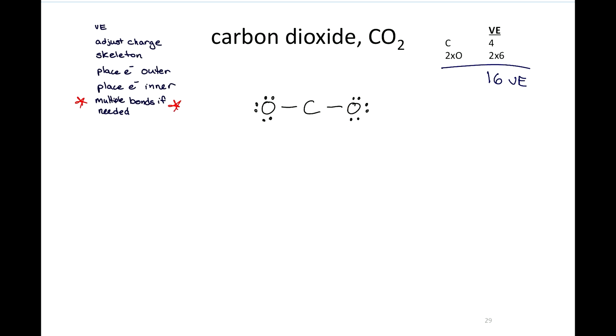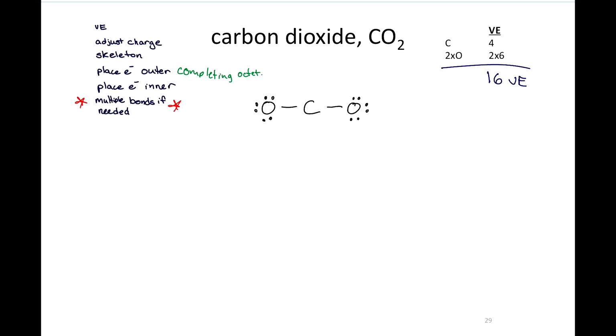Remember, a single bond contains how many electrons? 2. So just drawing those 2 bonds takes 4 electrons out of our 16 electron count. That's important because in the next step, we place the leftover electrons on outer atoms first, completing octets as needed, until we run out of electrons. I did that here, placing the electrons to complete the octets around those oxygen atoms. And then you place electrons on the inner or central atom, but only if you have leftover electrons.